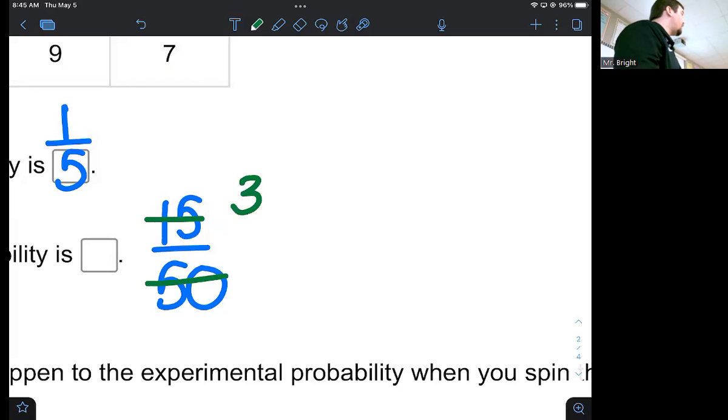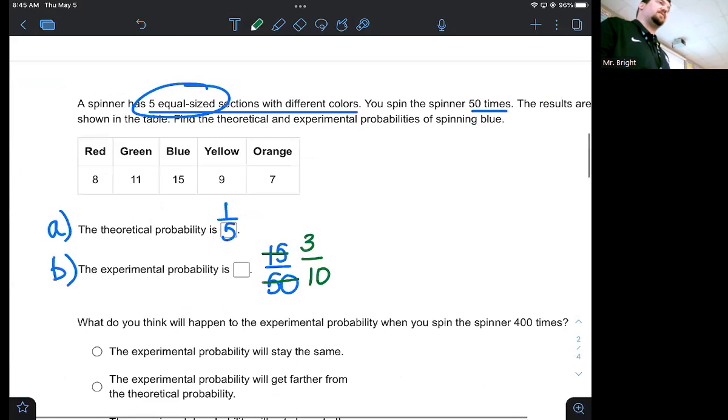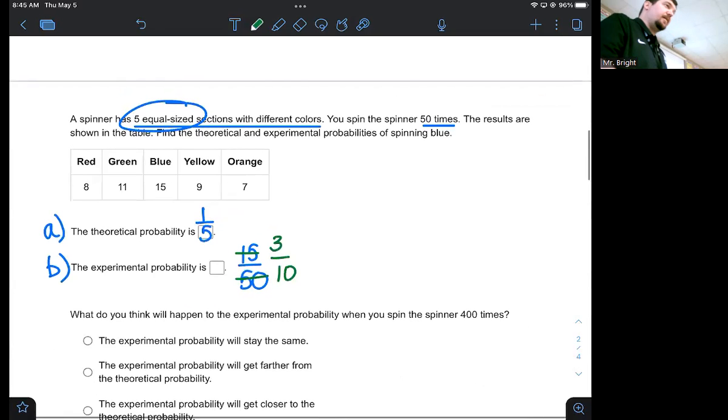And how many times does 5 go into 50? So this is going to reduce to the fraction 3/10. So again, just to clarify here, we're getting two different answers, and that's fine because the experimental probability probably won't be the same as the theoretical probability. Theoretical is what we know should happen. 1 out of every 5 spins theoretically should be blue.